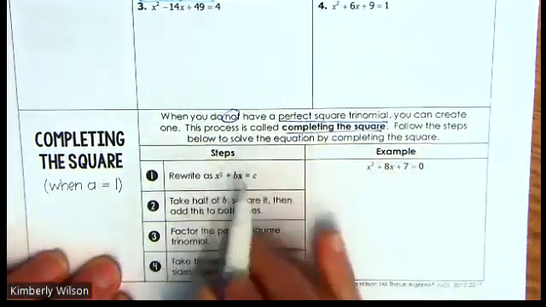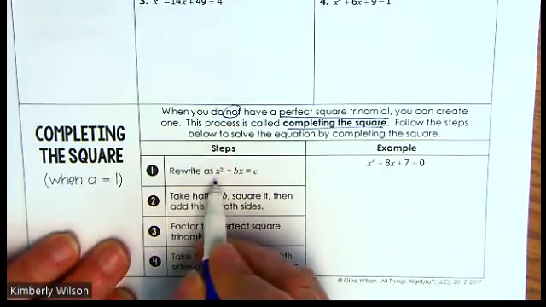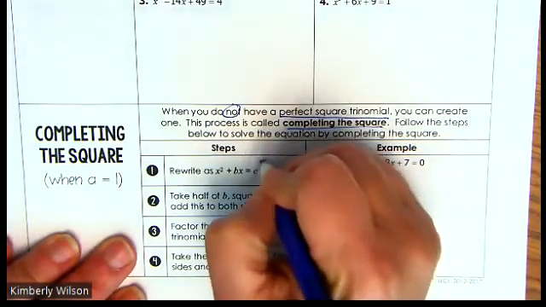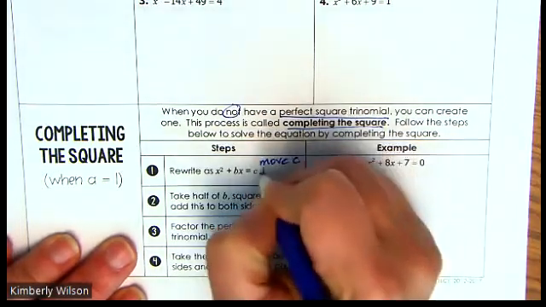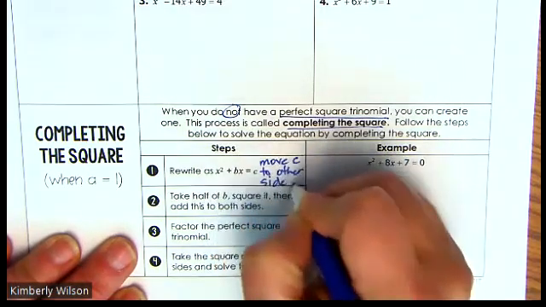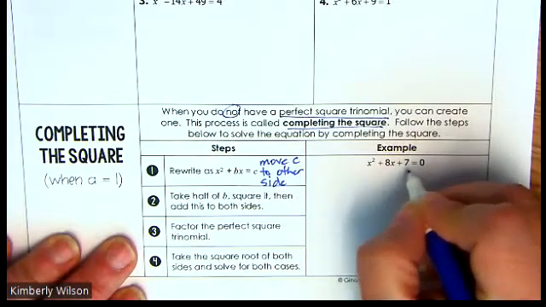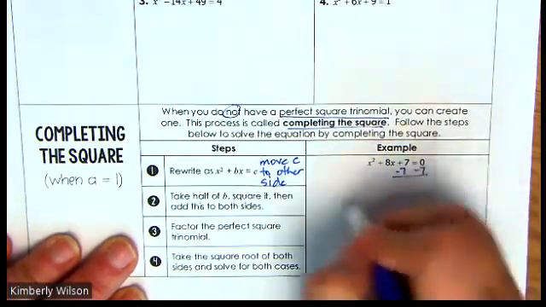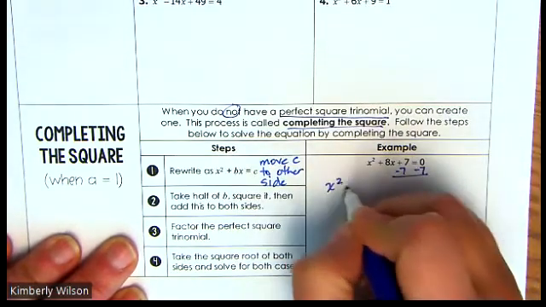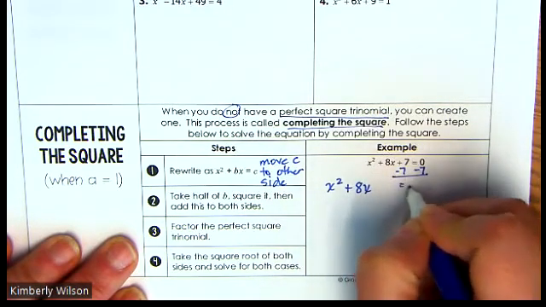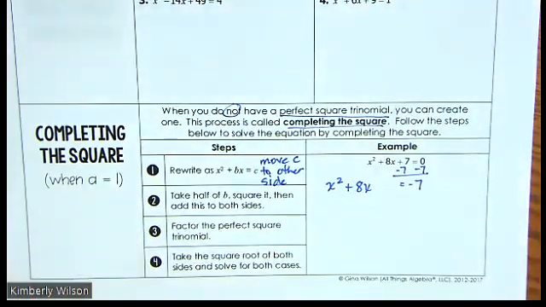We're going to follow the steps here for this problem. So we rewrite it as x squared plus bx equals c. So that means we're going to move c to the other side. Well, I can't just move it. I've got to do the opposite. So I'm going to subtract 7 from both sides. And that's going to give me x squared plus 8x, notice I'm leaving a blank, equals -7. Okay, so next step, so that was step 1.